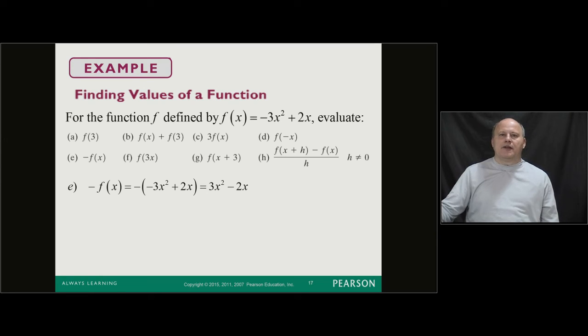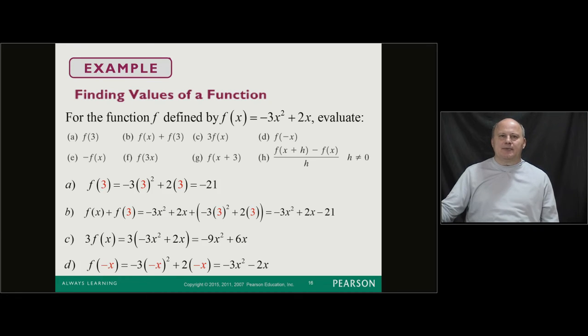So what are they trying to do? Well, they're trying to show you guys that if you remember the answer to D, let's go back to D real quick. It was negative 3x squared minus 2x. And let's look at E.